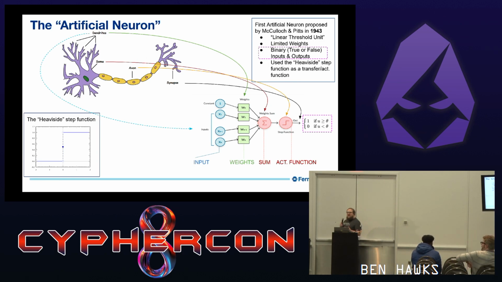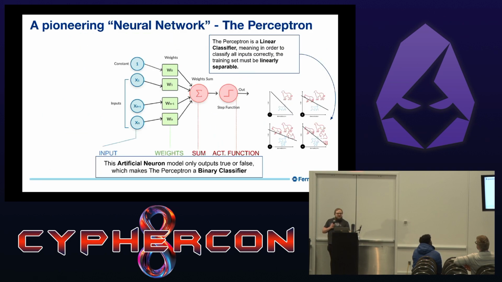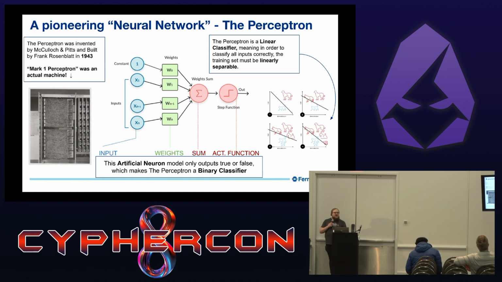We start out with this artificial neuron. Like you said, it's a very limited thing. It's only linear. It can only do linear transformations. But from here, we build the first neural network called the perceptron. And fun fact, the perceptron itself was actually a real machine that was hand-wired, real electronics. The perceptron Mark I was built in 1943 by McCulloch and Pitts and Frank Rosenblatt.